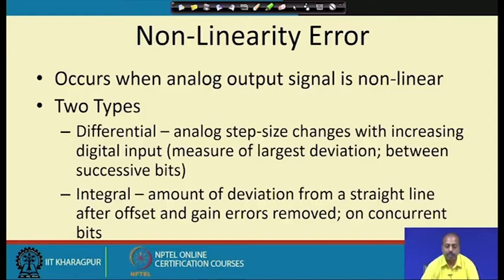One is the differential type, that is, if you change from one position to another position, what is the maximum amount of change? So, a measure of the largest deviation between successive bits. That is the differential change. And the integral change is, if you remove the offset and gain errors, you will get the ideal behavior. Then from that, what is the deviation on concurrent bits.